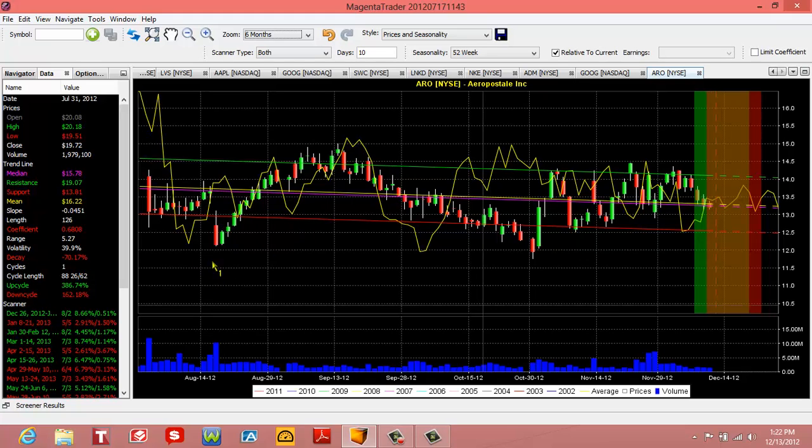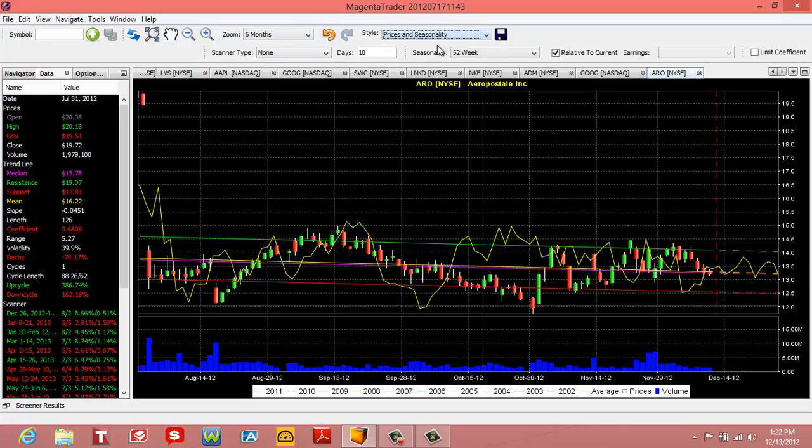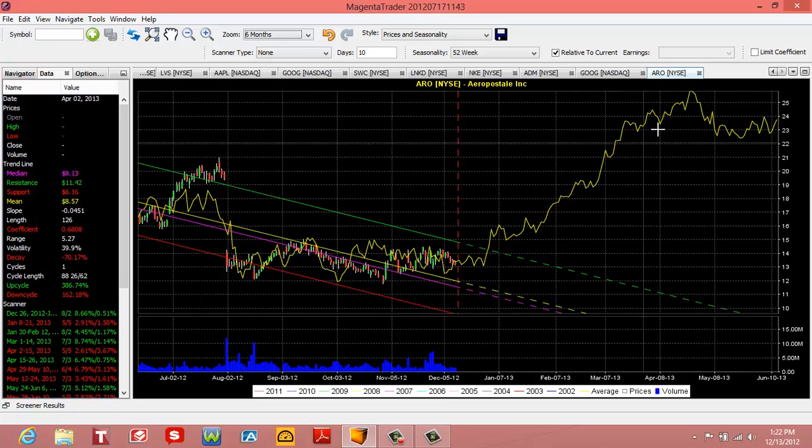Even though it's slightly sloping down right here, you can see how it got to the extreme low, to the extreme high, to the extreme low, and now we're right in the middle of this pattern. Now we do have a good seasonality, and you can see how it found us a stock that has a real nice seasonality coming upwards.